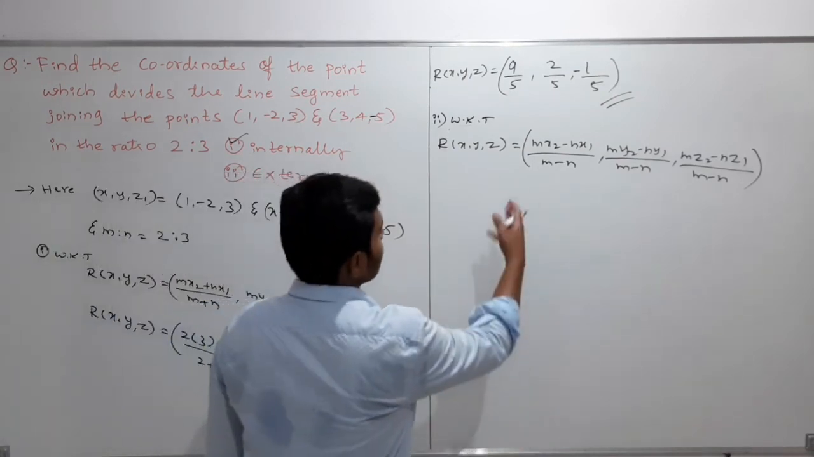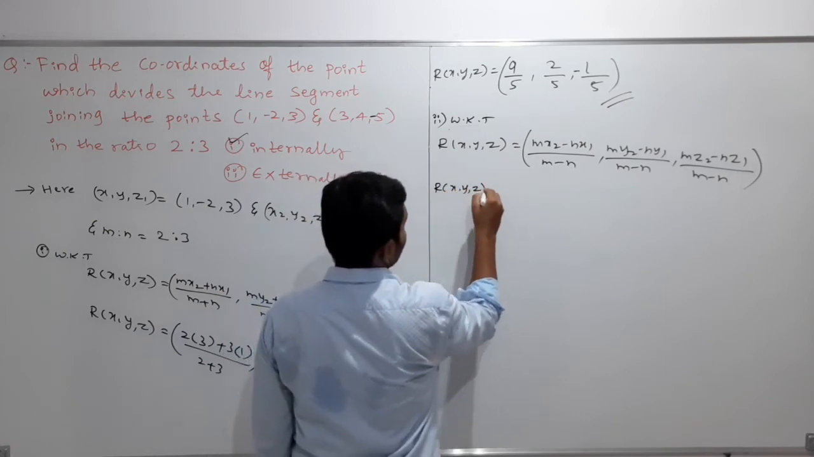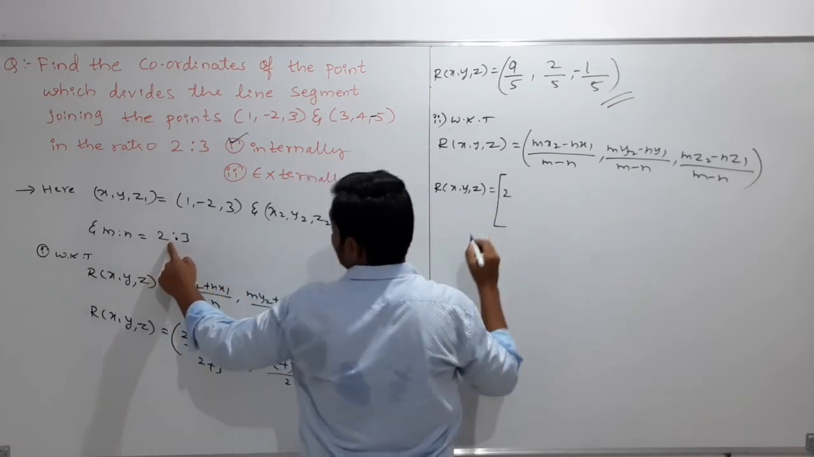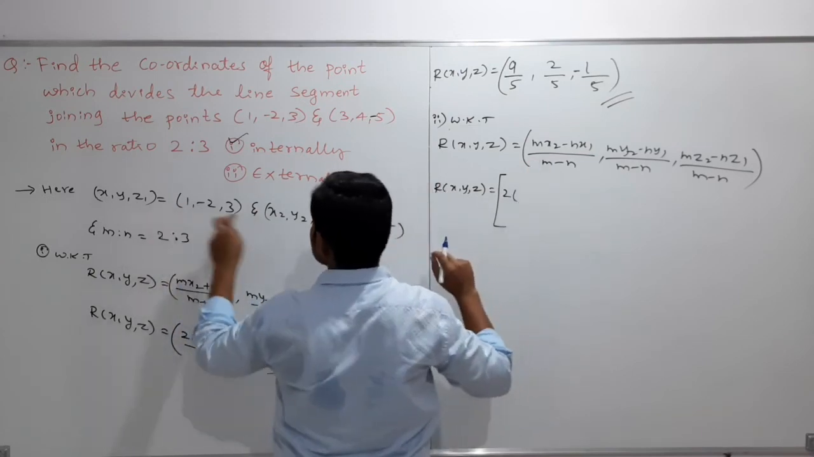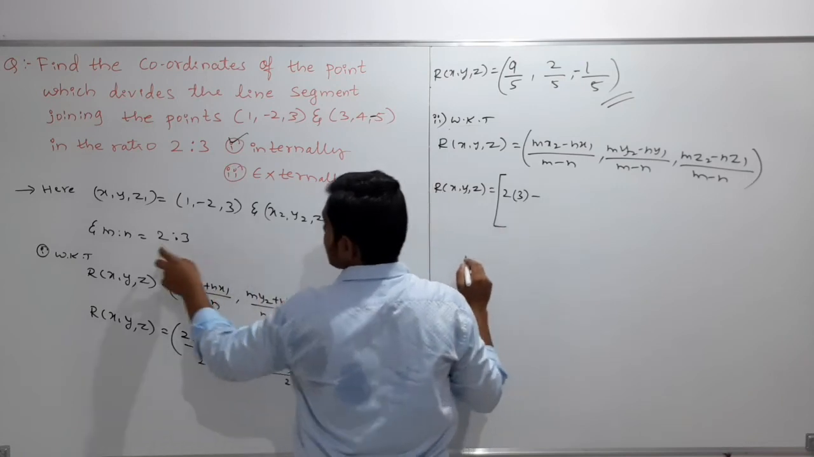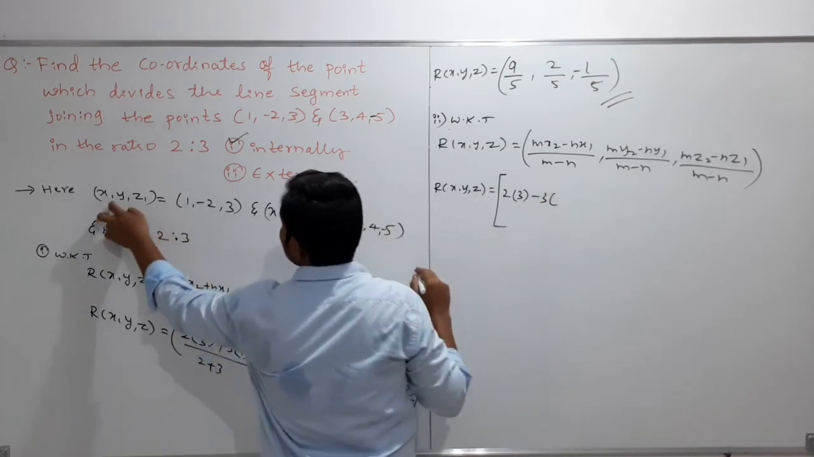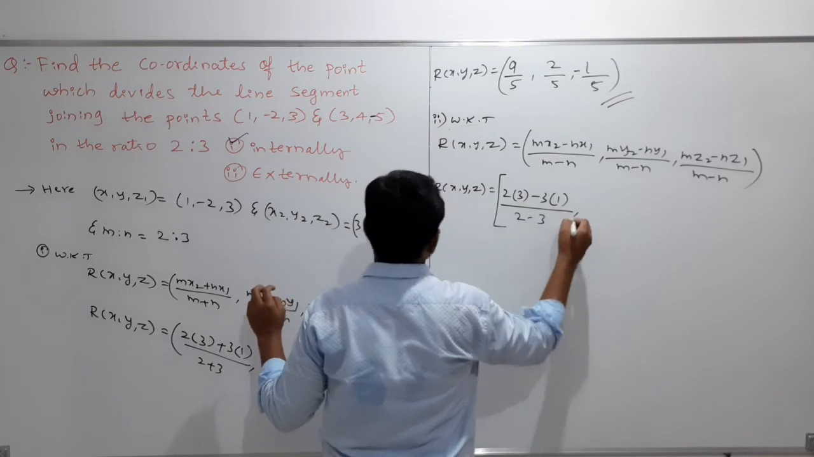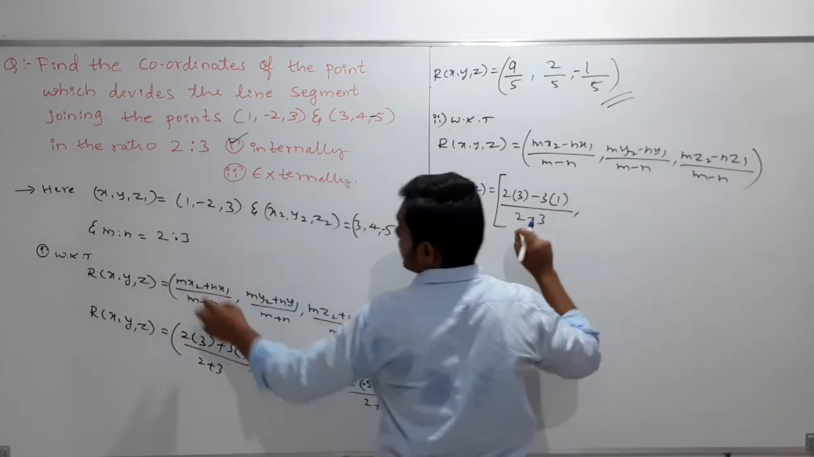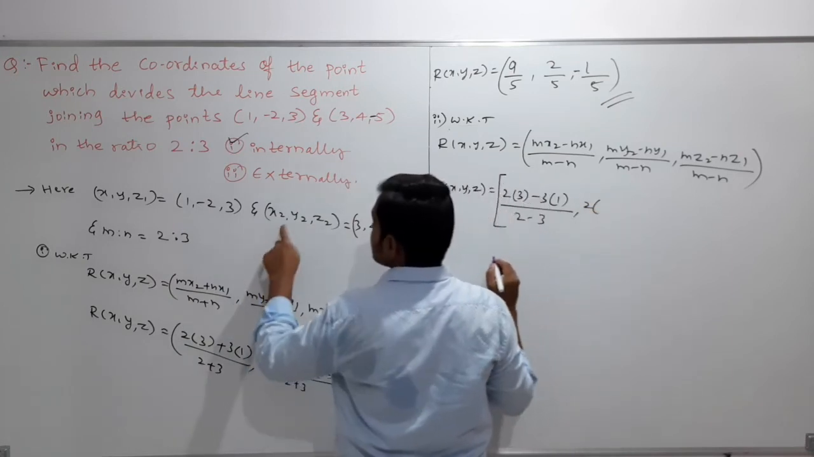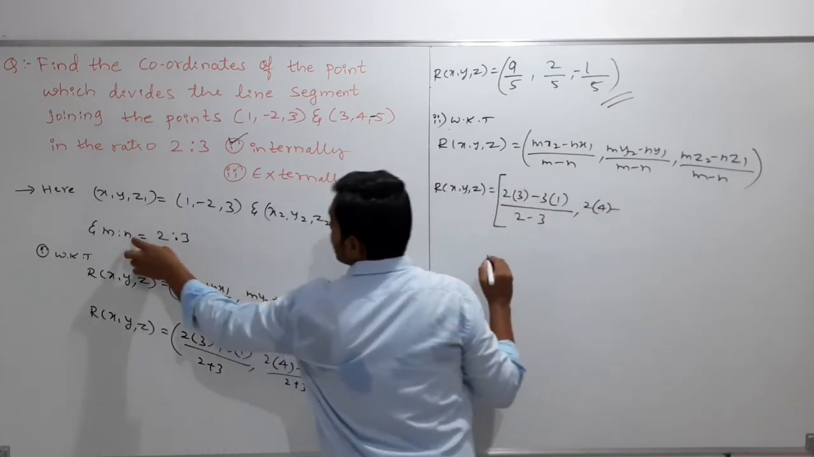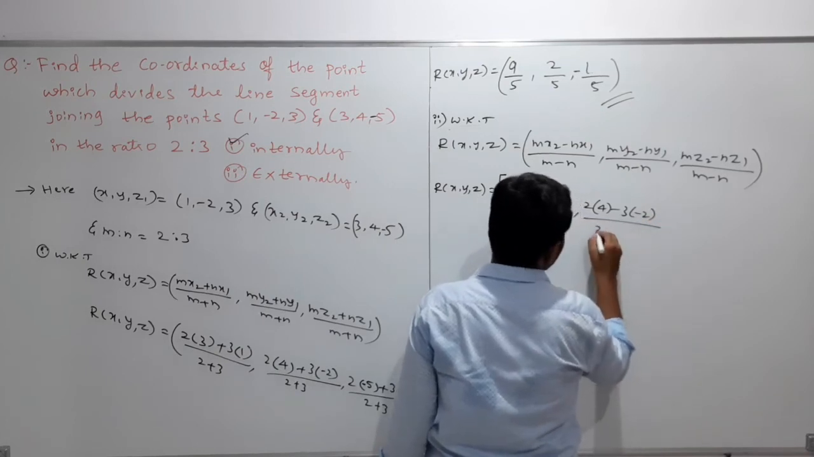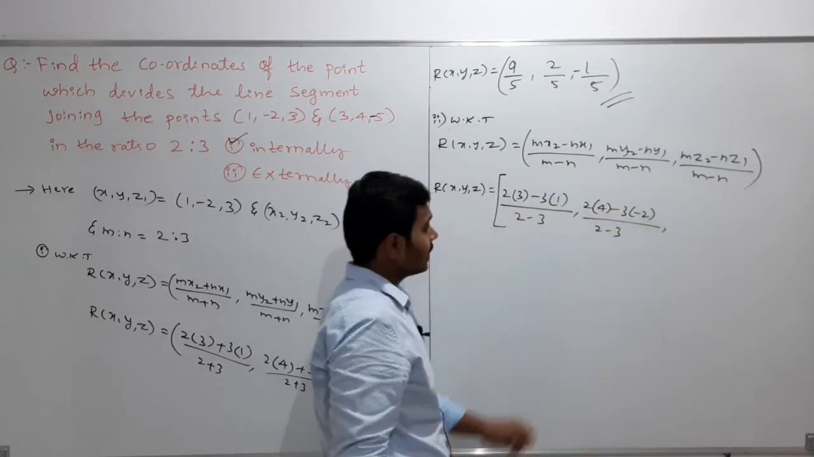So further simplify this one, just substitute the values. Here r of x comma y comma z is equal to, m is nothing but 2, into x2 value, which is 3, minus n value, which is 3, into the x1 value, which is 1, whole divided by m minus n, that is 2 minus 3. And next, m value is 2 into the y2 value, that is 4, minus the n value 3 into the y1 value, which is minus 2, whole divided by 2 minus 3.